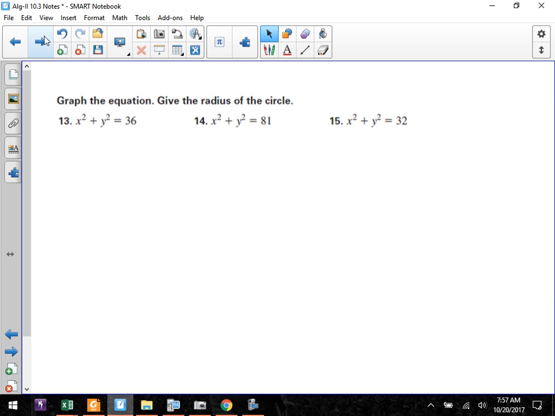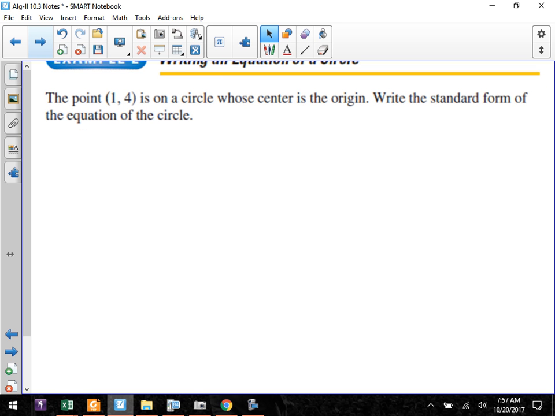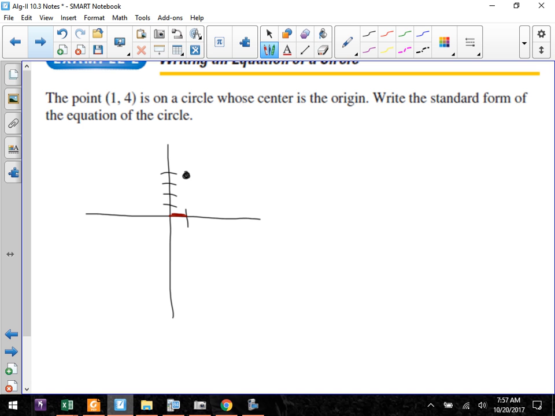Well, let's make this just ever so complicated. Why not? The point (1, 4) is on a circle whose center is at the origin. Write the standard form of the equation. Very good. So it says that the ordered pair (1, 4) is a point on the circle, which then allows us to figure out what the radius is, because change in x and change in y gives you the Pythagorean radius.